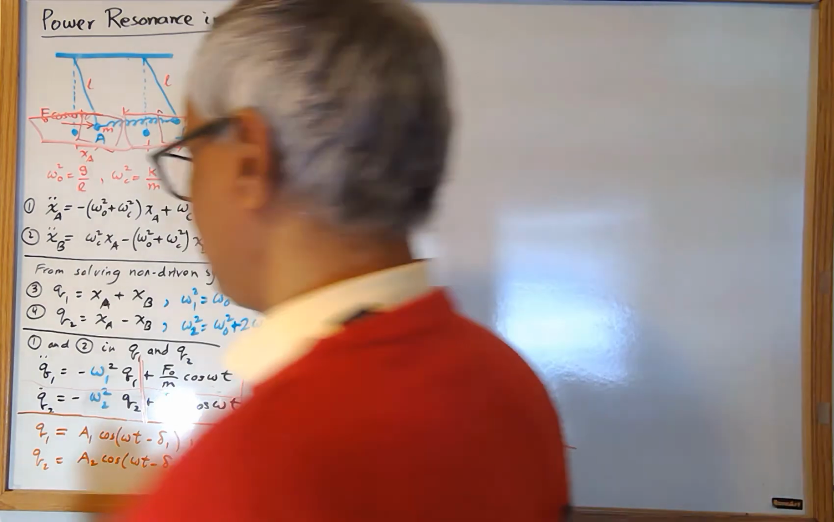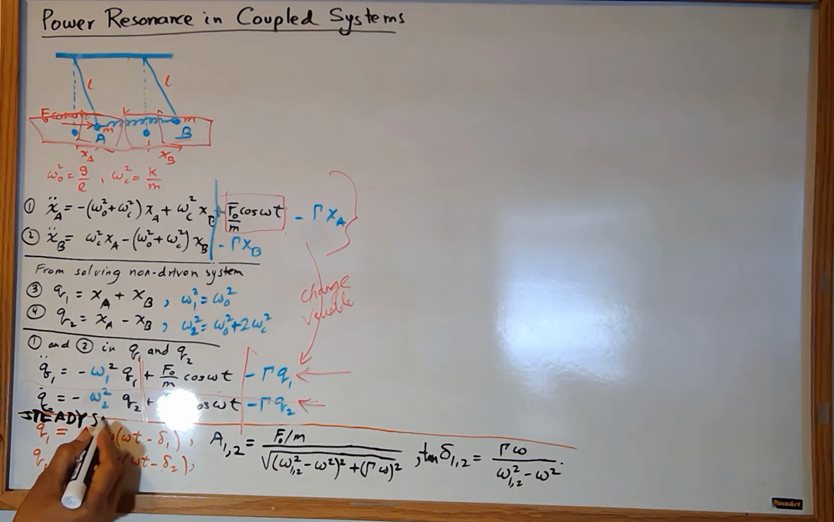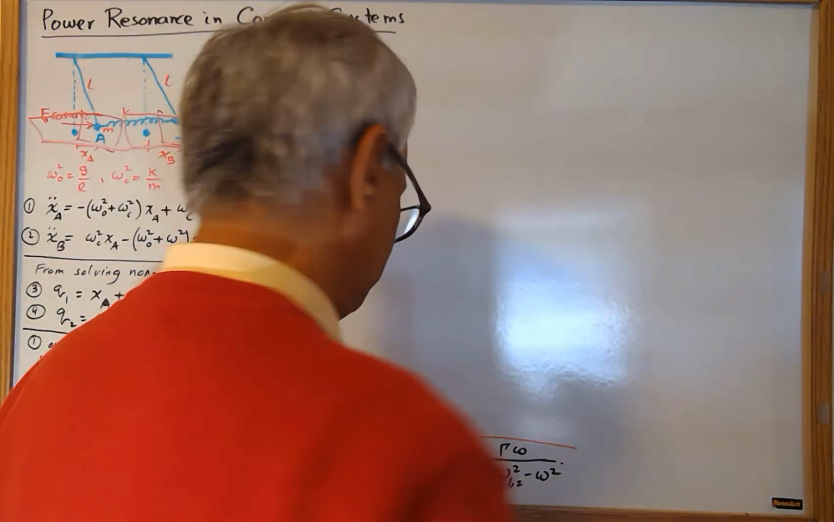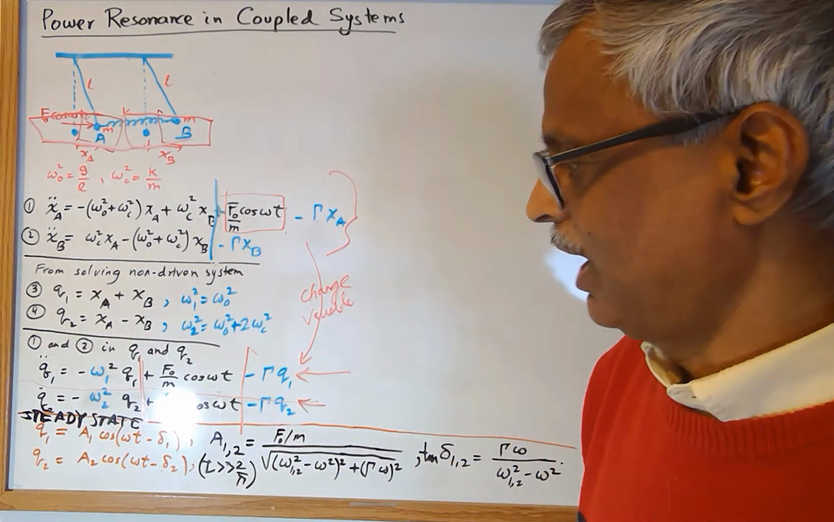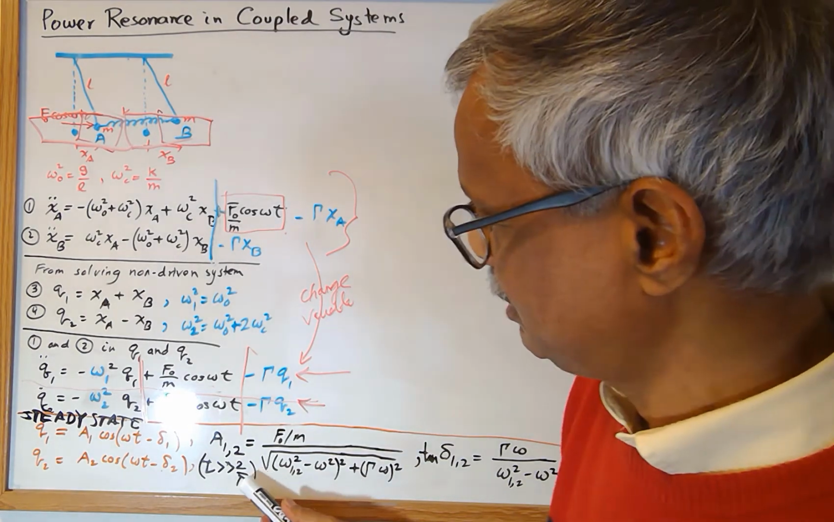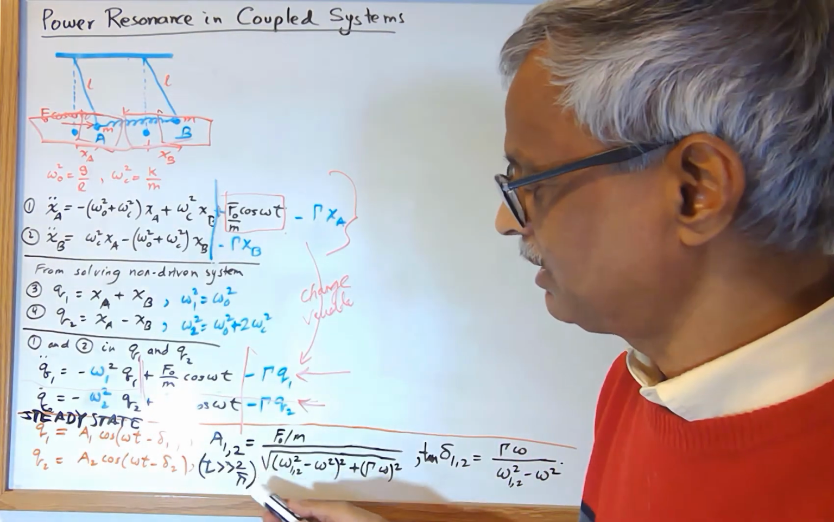We can say, hey, you know what? I want to study steady state. So I'm going to look at T much greater than 2 over gamma. If there is no damping, then gamma will be 0, and this will be a crazy thing. If gamma is 0, T much greater than infinity. What do I mean? Well, that's why I want to keep gamma around.